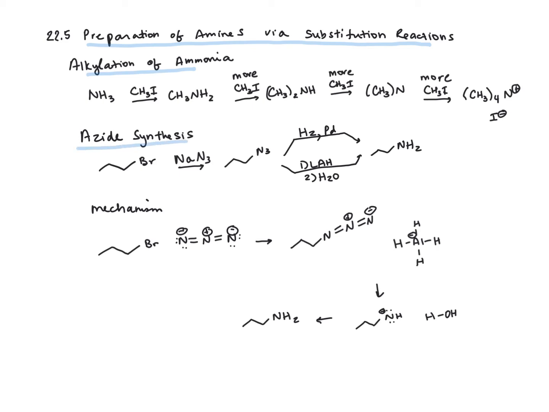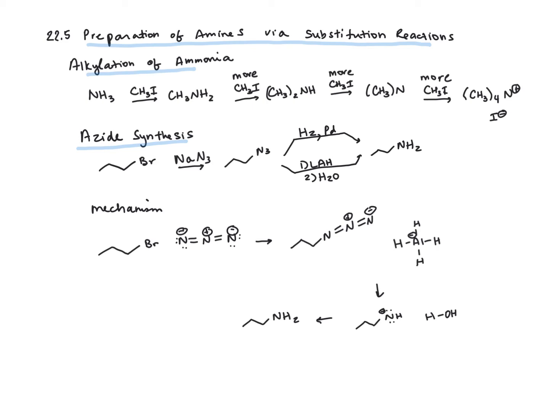Our next reaction involves azide synthesis, followed by a reduction reaction. Here we have sodium azide reacting with an alkyl halide to form an alkyl azide. Then we follow that with reduction with hydrogen on palladium, or we use lithium aluminum hydride to reduce this compound to the amine form.